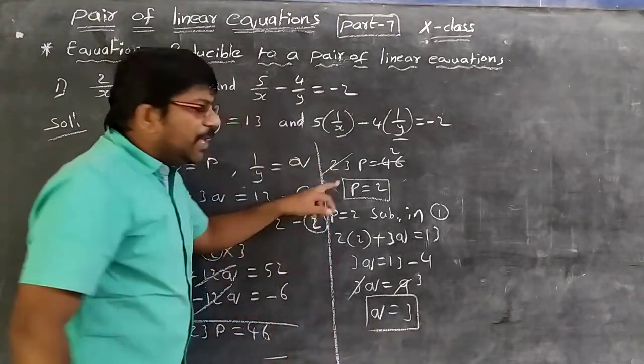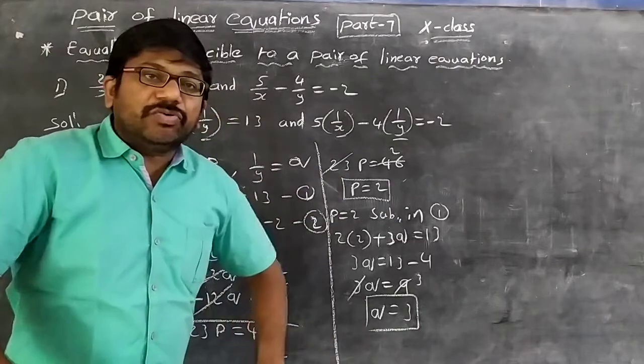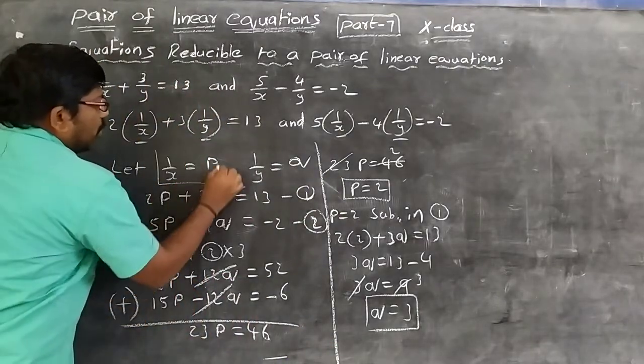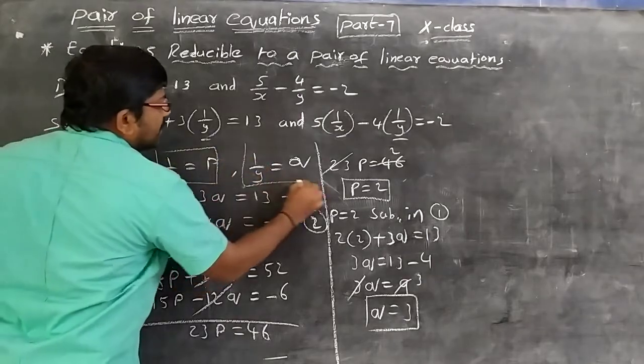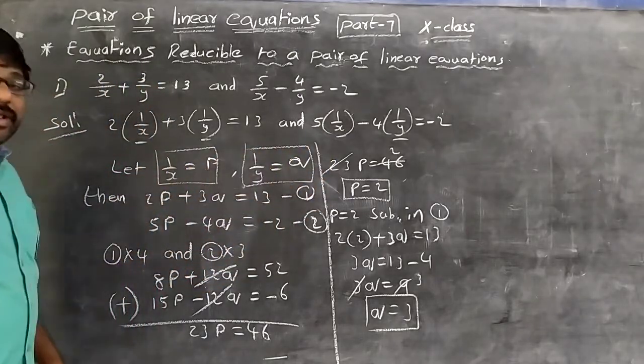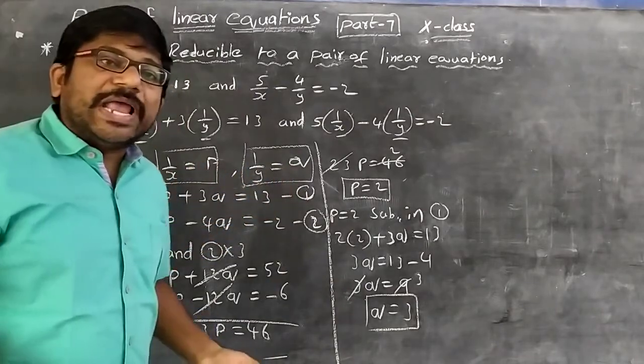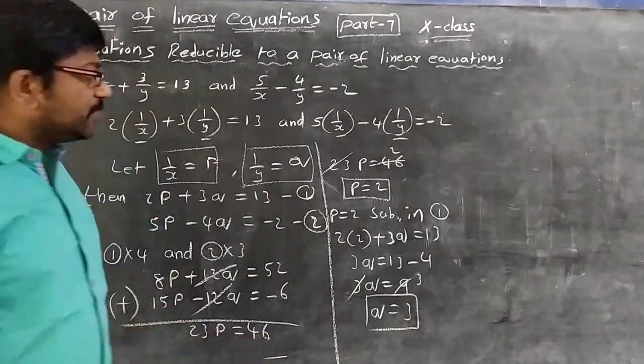So we know the p value and the q value. Here 1 by x is equal to p and 1 by y is equal to q. If we substitute the p and q values in these, we get the x value and y value.